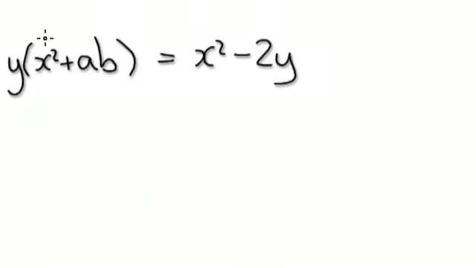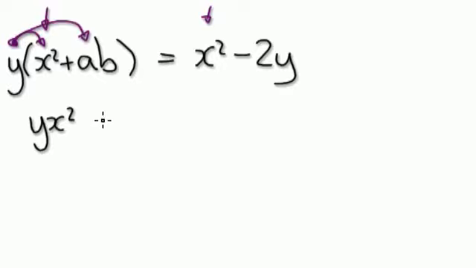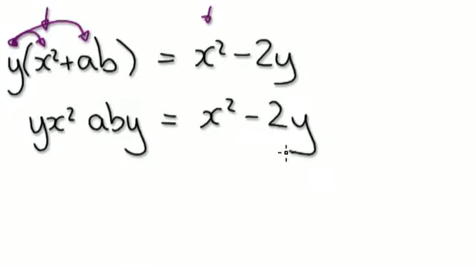And now just break. Keep an eye on x. X appears here and here. So let's break this up. So y times x squared will be y x squared, and then now this times this, it will be a b y equals that thing up there. And what's in between? It's plus, isn't it?